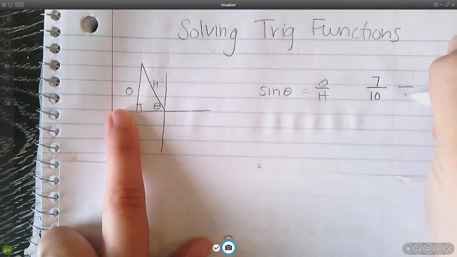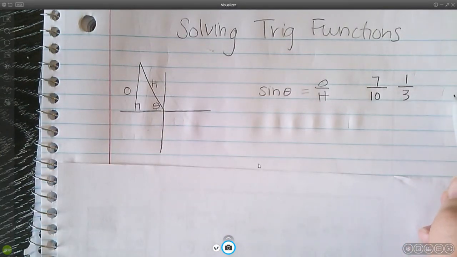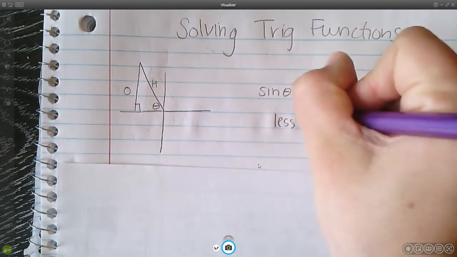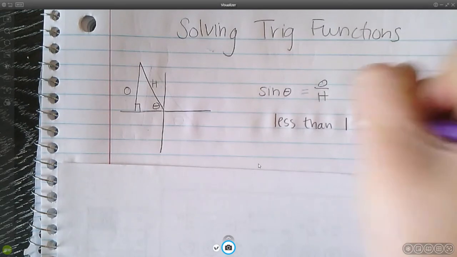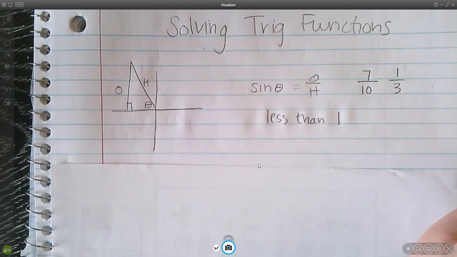Okay, what if your hypotenuse is 3? Well, then your opposite would have to be 1. Okay, what are you going to notice about every single one of these fractions? Well, it's going to be less than 1. So do you think it could be equal to 1?